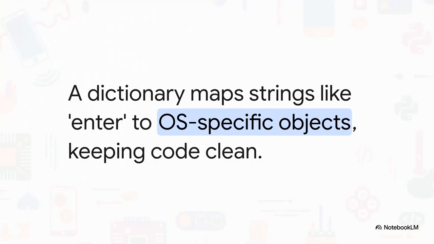And here is a fantastic programming best practice. Rather than sending raw, messy hardware codes over your Wi-Fi, the project uses a special keys dictionary. So when your phone simply sends the text string enter, this dictionary intercepts it and cleanly maps it to the exact OS-specific keyboard object required to press the enter key. It's a small detail, but it keeps the communication code so clean and infinitely easier to maintain.